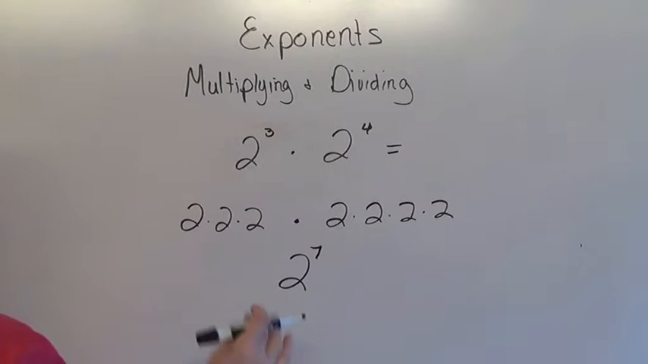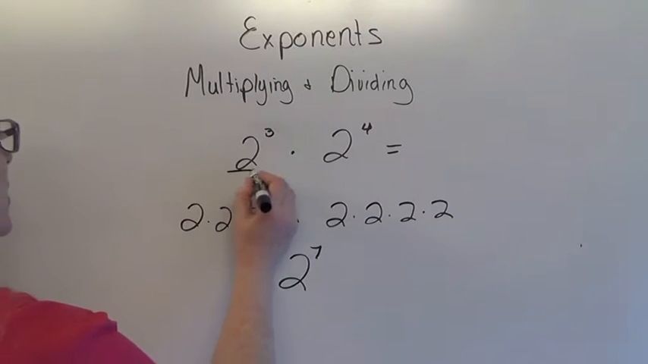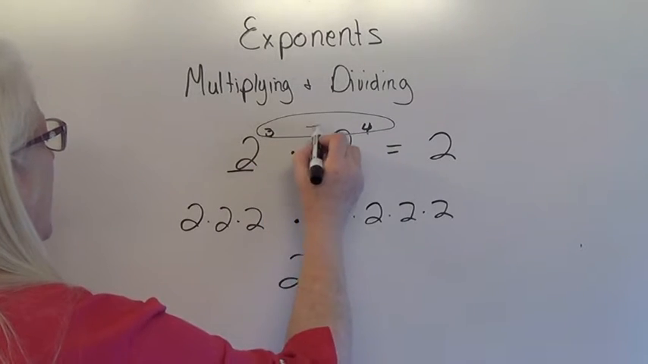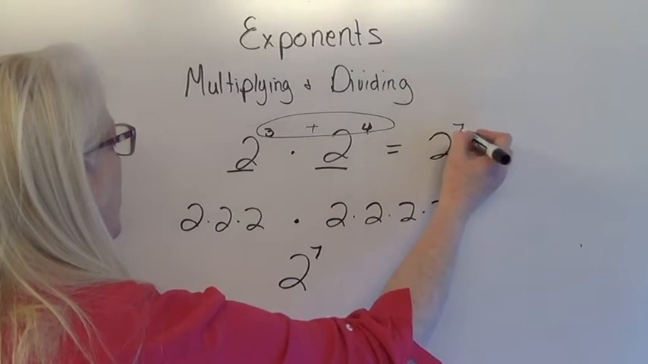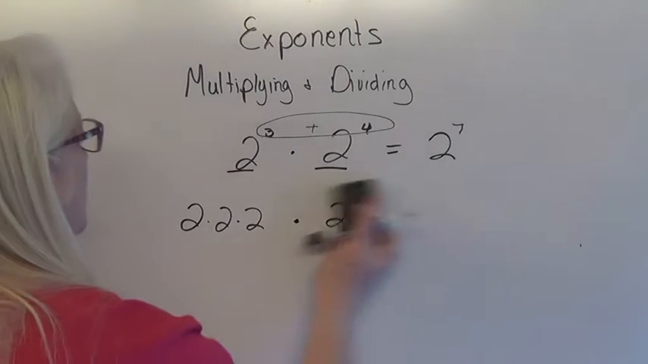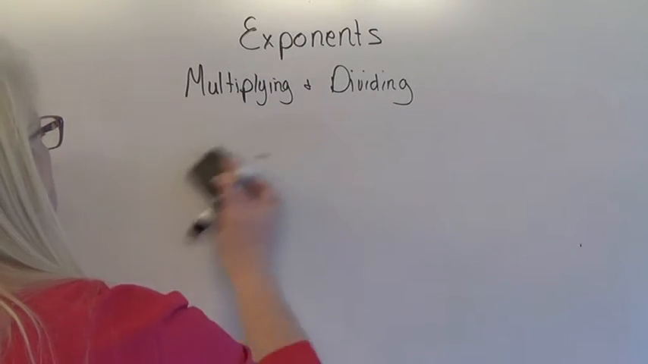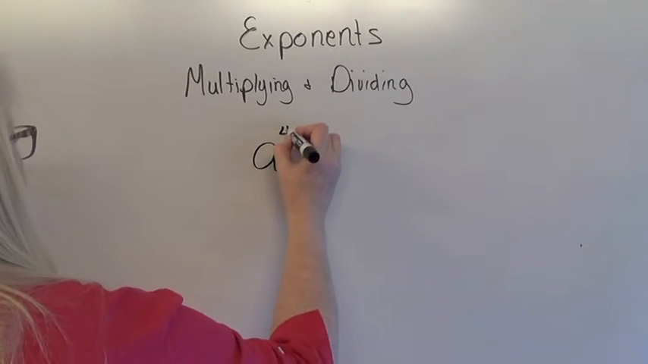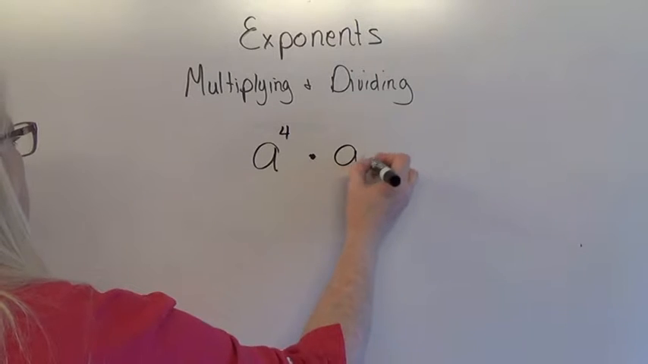But without expanding it, you just check, you have the same base, so you write your 2, and then you simply add the exponents. 3 plus 4 is 7, and we come out with the same answer. Let's take a look at another problem. You can actually do the same thing with numbers or variables. So this problem works with variables.